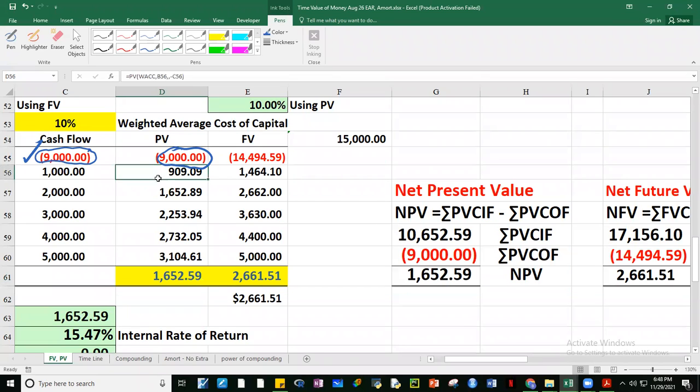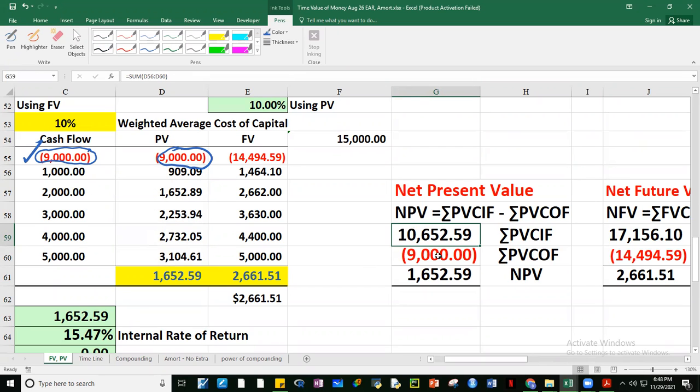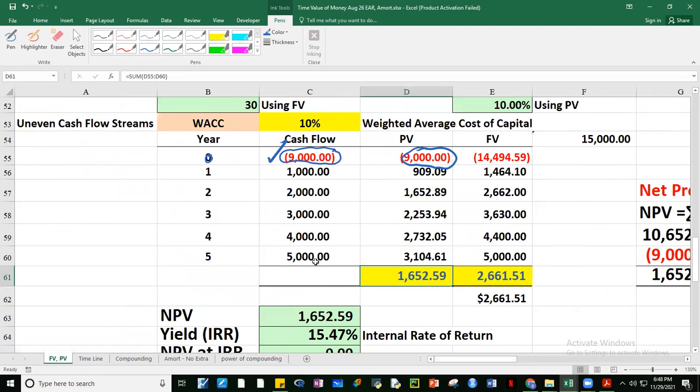Ang inflows natin ito, yung mga positive. So in-add natin to, we got this. Okay, sum of D56 to D60. Right? Tapos yung ano naman, outflow, it's just 1, no? So ito lang yun. All right? So when we added this, we get 1,652.59, which is this one. Okay? So as I said a while ago, guys, ang decision rule, kapag positive yung net present value, then the project is acceptable.